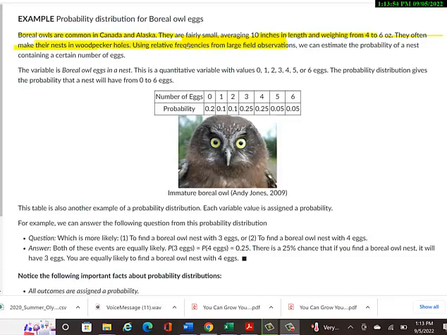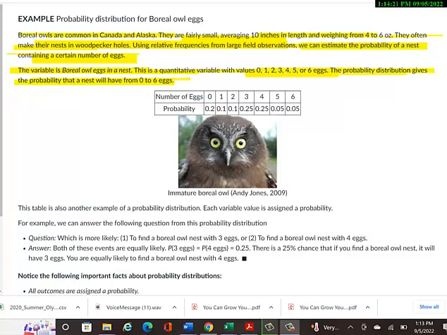Using relative frequencies from large field observations, we can estimate the probability of a nest containing a certain number of eggs. The variable is boreal owl eggs in a nest. This is a quantitative variable with values 0, 1, 2, 3, 4, 5, or 6 eggs. I guess they've looked into it and they haven't seen a nest with more than 6 eggs. That's why they stopped at 6. The probability distribution gives the probability that a nest will have from 0 to 6 eggs.